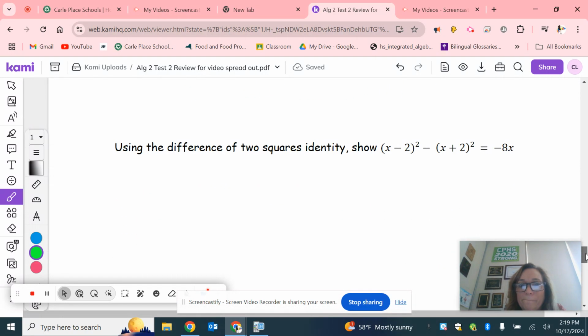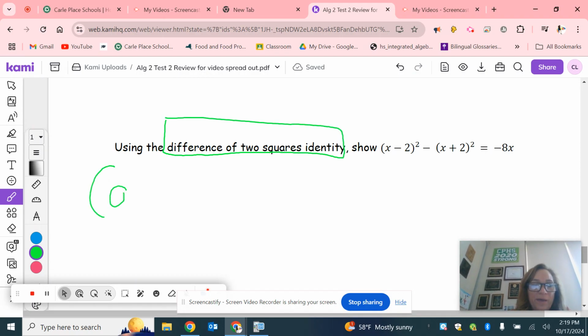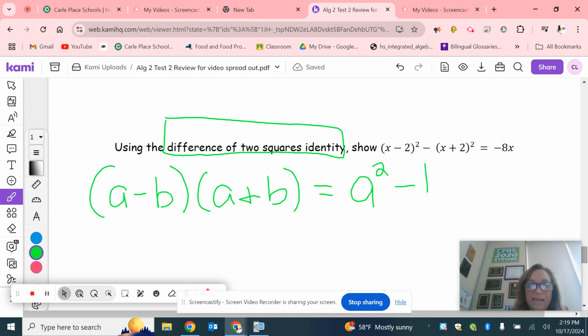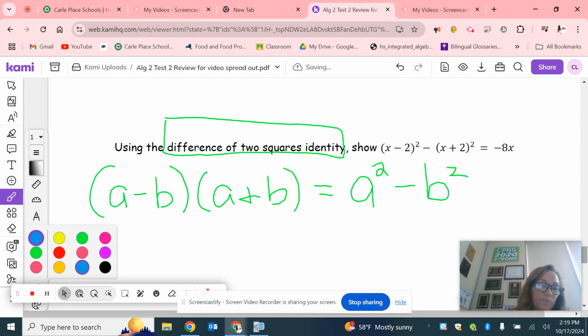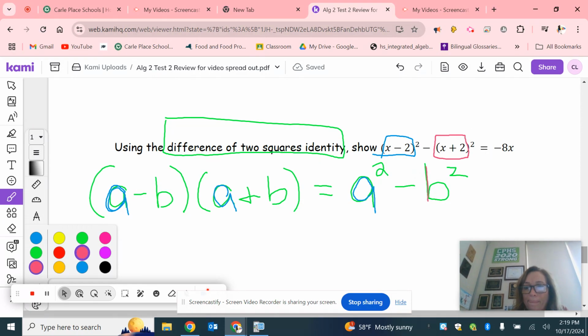Here we go. All right. Difference of two squares identity. So that's what I was talking about before, where you have a minus b times a plus b equals a squared minus b squared. So I'm going to make the letter A blue. This right here is the letter A. Okay? This right here is the letter B. You see it? A squared minus B squared.